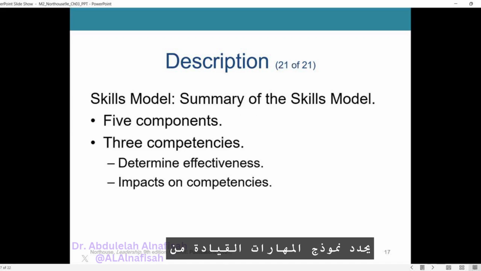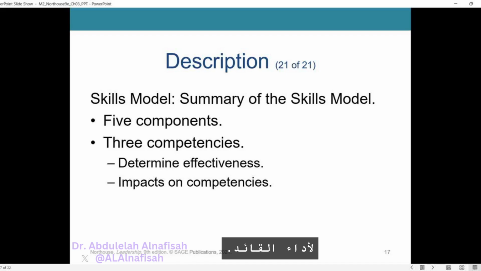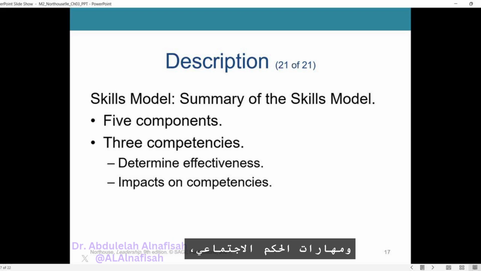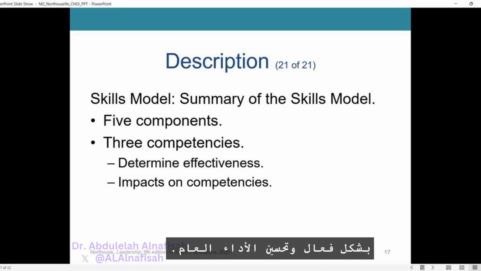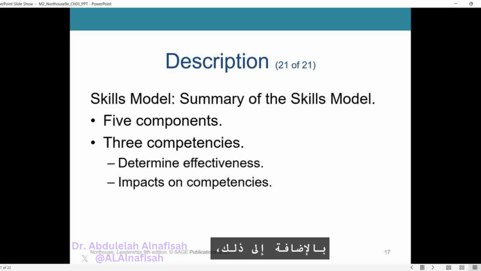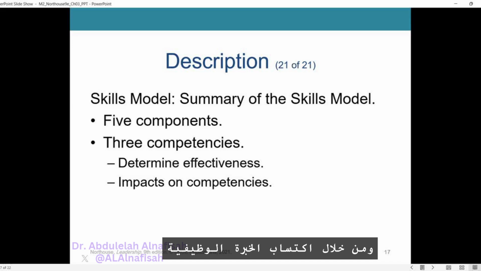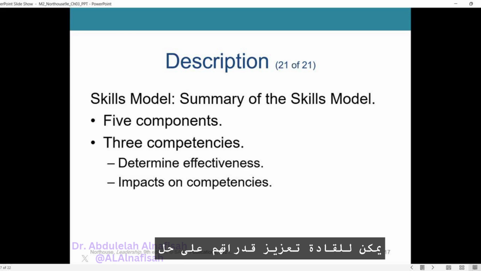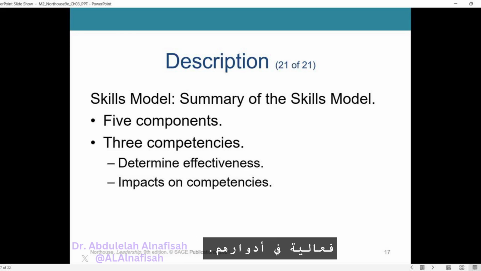In summary, the skills model outlines leadership through 5 key components of leader performance. Central to the model are 3 competencies: problem-solving skills, social judgment skills, and knowledge, which are crucial for effective problem-solving and overall performance. Additionally, individual attributes, career experiences, and environmental influences play significant roles in shaping these competencies. By gaining job experience and undergoing training, leaders can enhance their problem-solving abilities and become more effective in their roles.